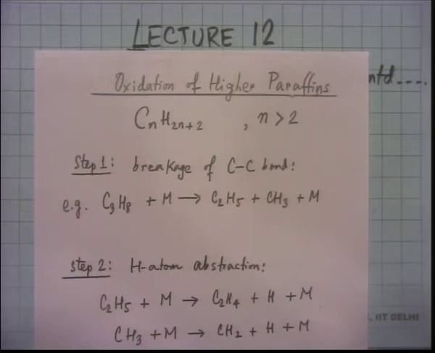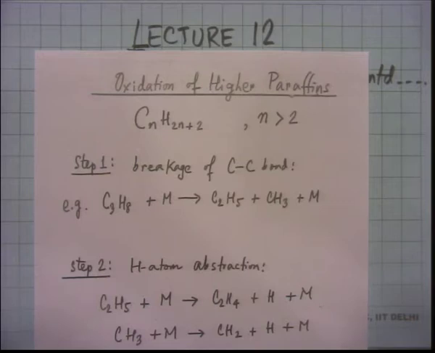So if C3H8 is the higher paraffin that we are talking about, which is propane, so n equal to 3, then C3H8 has a collision with M, and then it breaks into C2H5 and CH3. M is again the third body. That was the first step, so that's how the reaction got started.